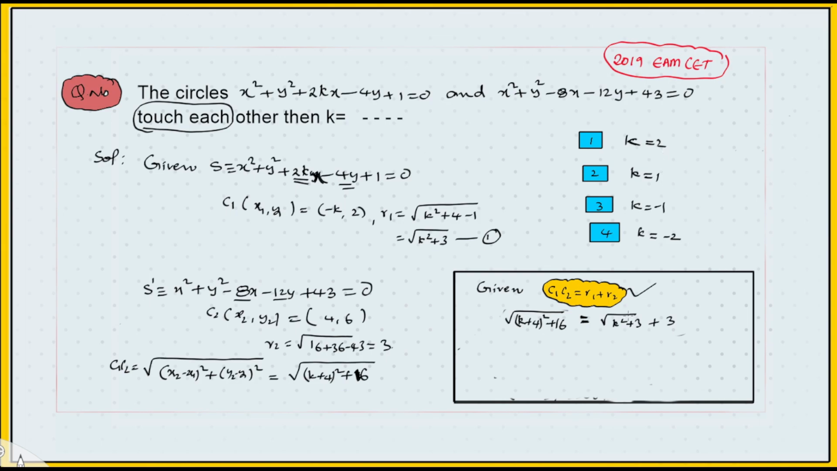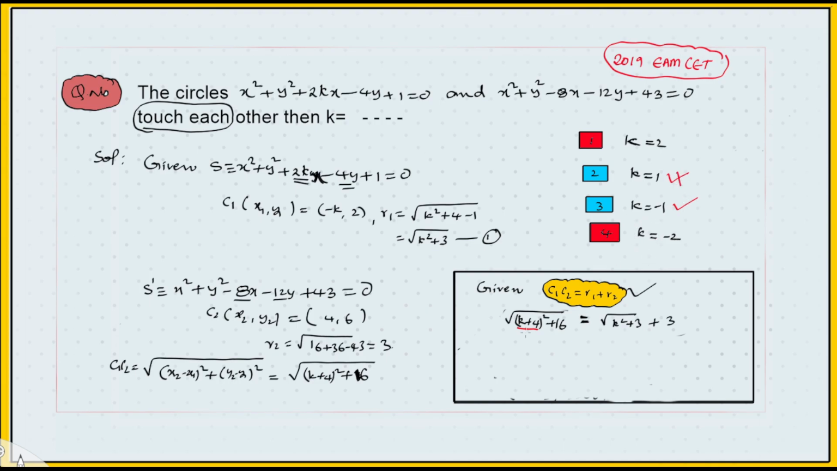If you put k equals 2, 2 square is 4, 4 plus 3 is root 7, which is not a perfect square. So it's a 50-50 option. Options 1 and 4 are wrong options. So our right option is either plus 1 or minus 1. Now, if you put k equals 1, so 1 plus 4 is 5, 5 square is 25 plus 16 is 41. And here, 1 square is 1 plus 4 is root 4, which is 2, 2 plus 3 is 5. So 5 is not equal to root 41.